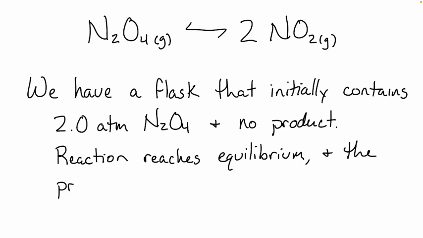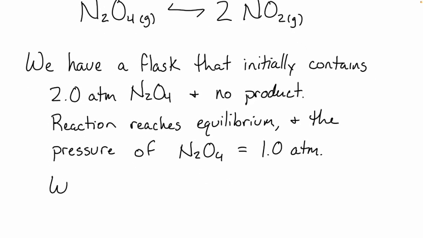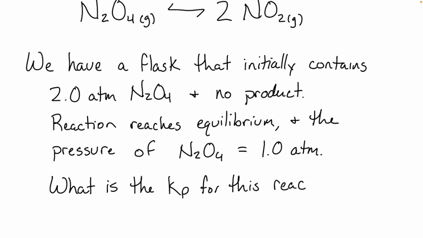And the pressure of our N2O4 is equal to 1 atm. All right, so we've consumed some of our reactant, so the partial pressure of that reactant has gone down, and it's flatlined at 1 atm here. Okay, and so what we want to do is find the Kp for this reaction. We want to find that equilibrium constant for this reaction here, given this information.